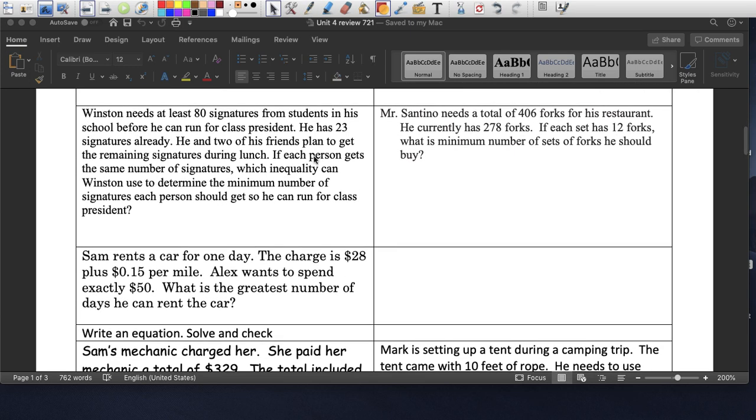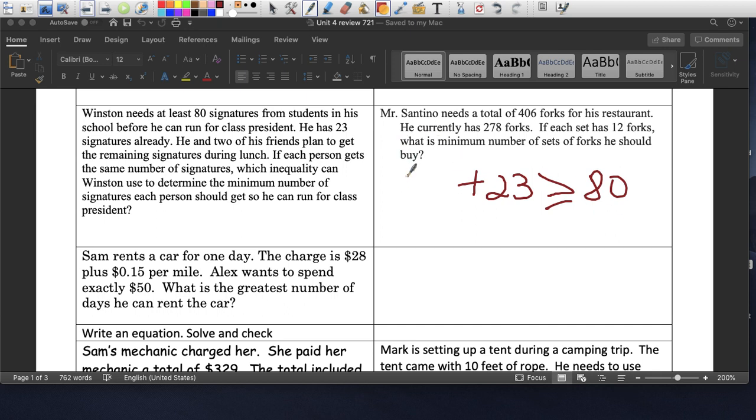Winston needs at least 80 signatures. He has 23 signatures already. So I need 80 signatures or more. I already have 23, so I know my inequality looks like this. Him and 2 friends are going to go around asking for signatures. How many signatures does each person need to get?